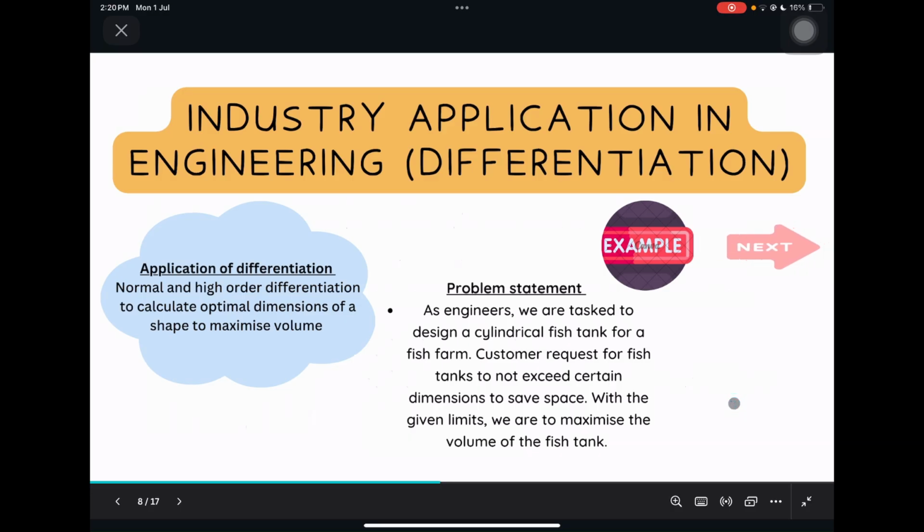So here is an example of an industry application in engineering. We are tasked to design a fish tank for a fish farm. The customer has requested the shape of the fish tank to be cylindrical and must not exceed certain dimensions. As engineers, our goal is to maximize the volume of the fish tank within the given limits. By using normal order and high order differentiation, we are able to optimize the volume of the fish tank.